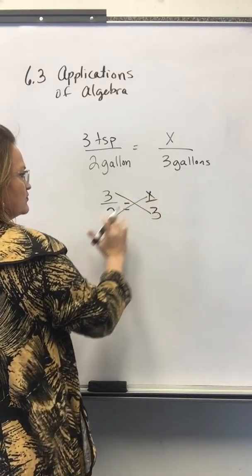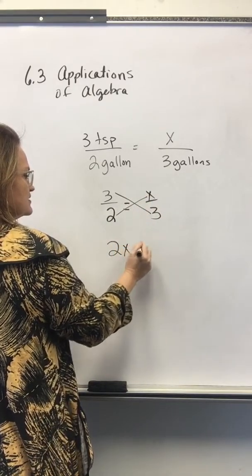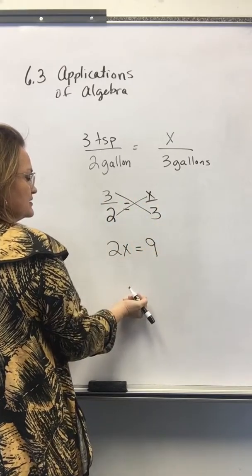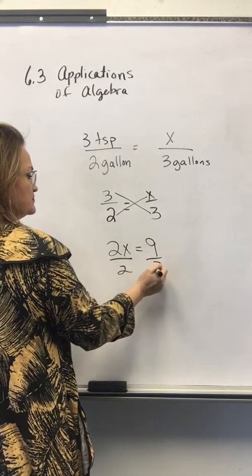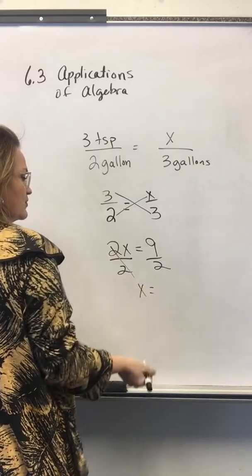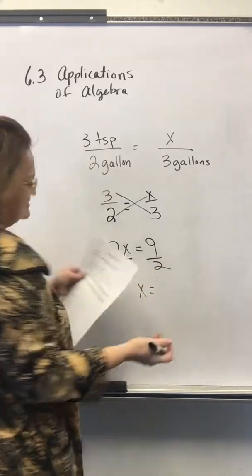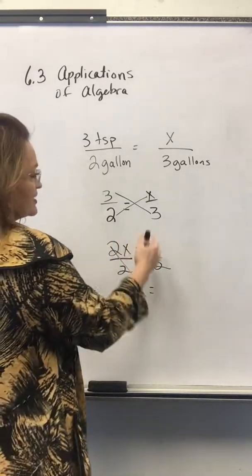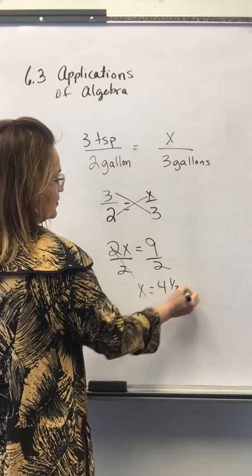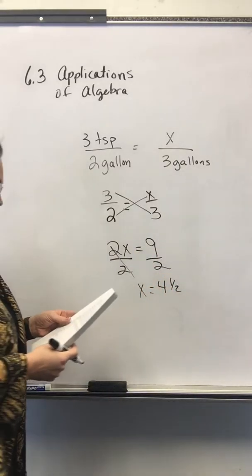I think I'll do the variable first this time. 2x, and then 3 times 3 is 9. Divide by 2. Oh, we got 4.5 for this one as well. Did I ask the same problem? No, it was similar though. So that is 4.5, or 4.5.